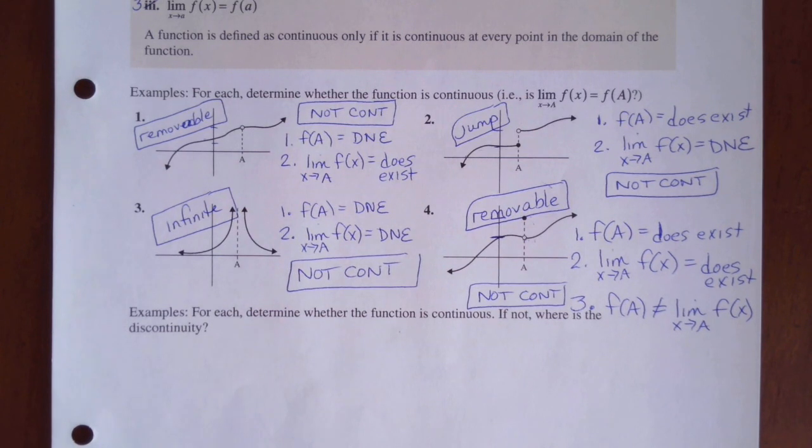So that's just kind of to show you the discontinuities, how they look and what you're doing using the definition from above. Okay? All right, now, these directions go for the next page. It should be on the next page, but it says for each, determine whether the function is continuous. If not, where is the discontinuity?